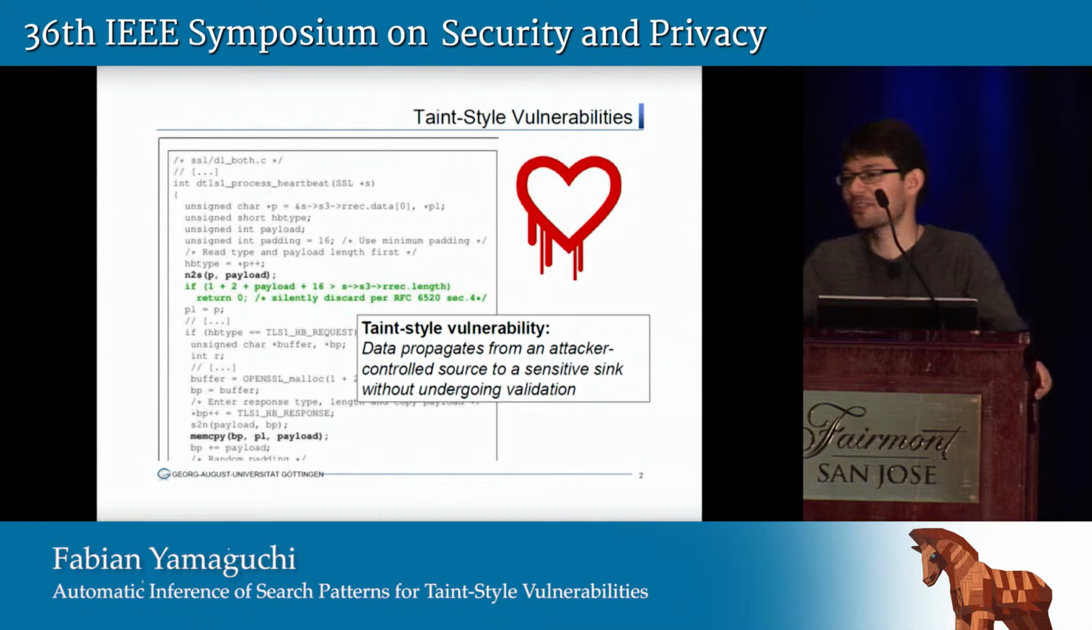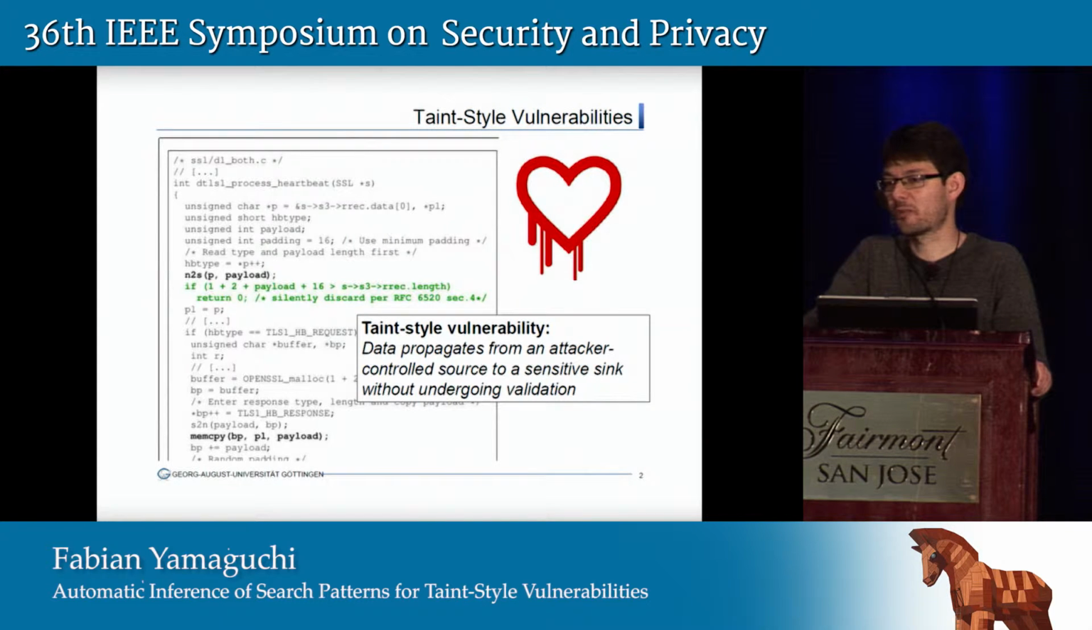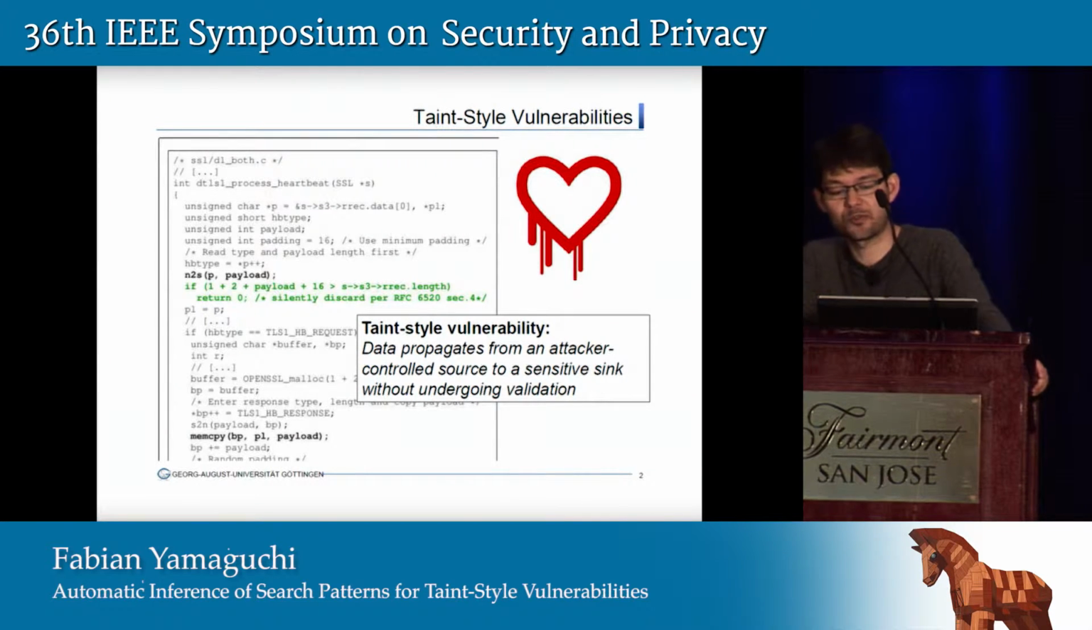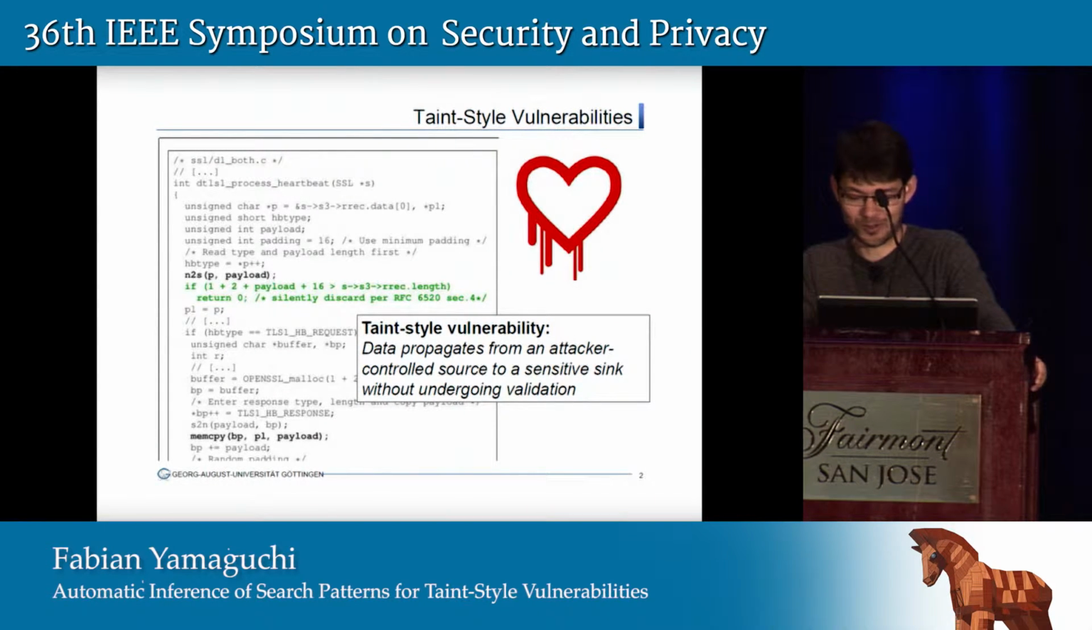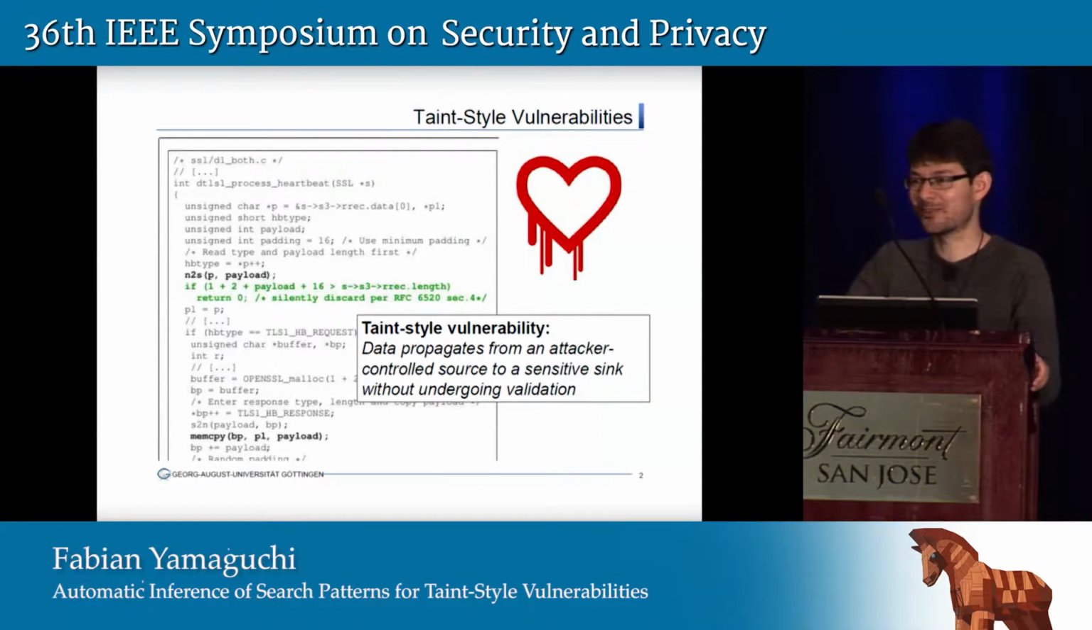So before we talk about automatically inferring anything, let's take a look at what a taint-style vulnerability is. This is a common theme that's been popping up in recent research papers on vulnerability discovery. The idea is that there's some sort of attacker-controlled source, and the data from this source propagates to a sensitive sink, and there's some sort of check missing, right? And fortunately for us, there are prominent vulnerabilities with logos that are examples of these kinds of bugs.